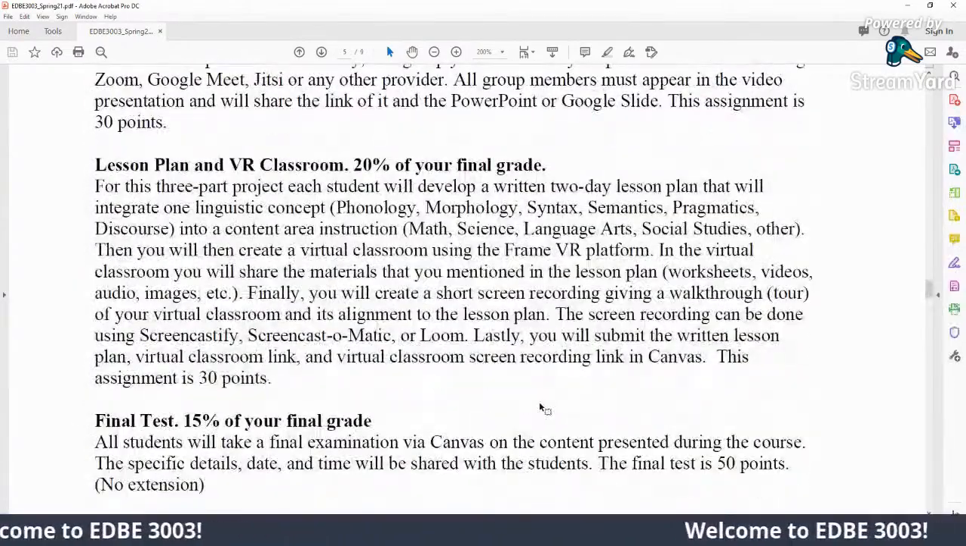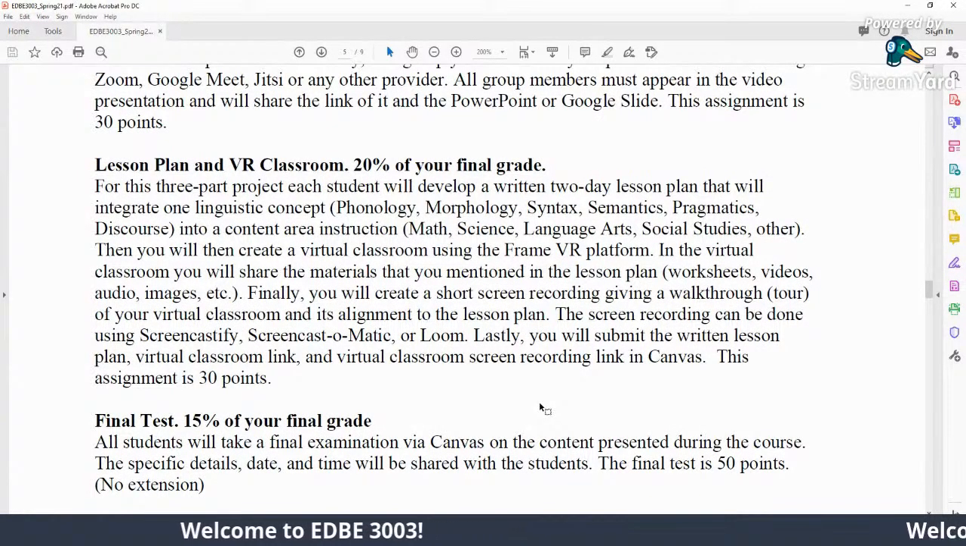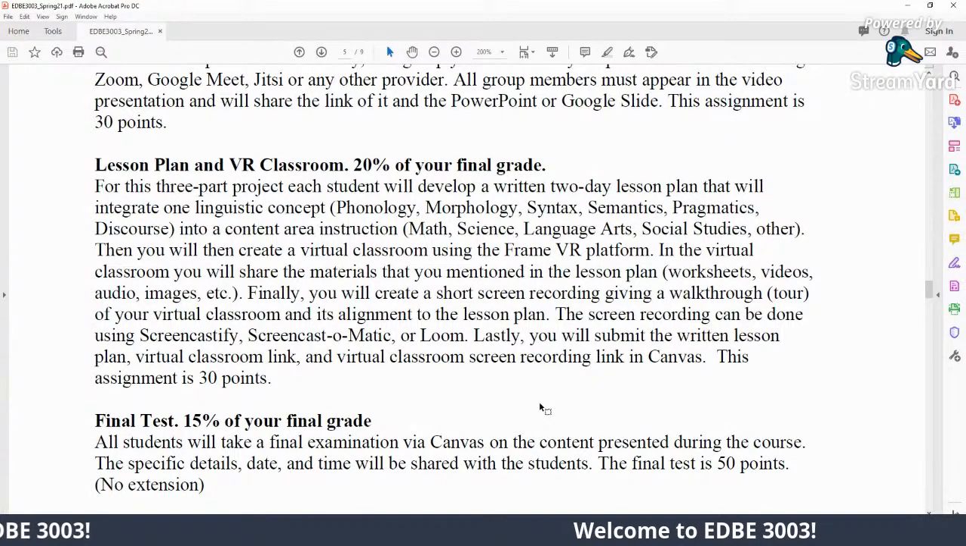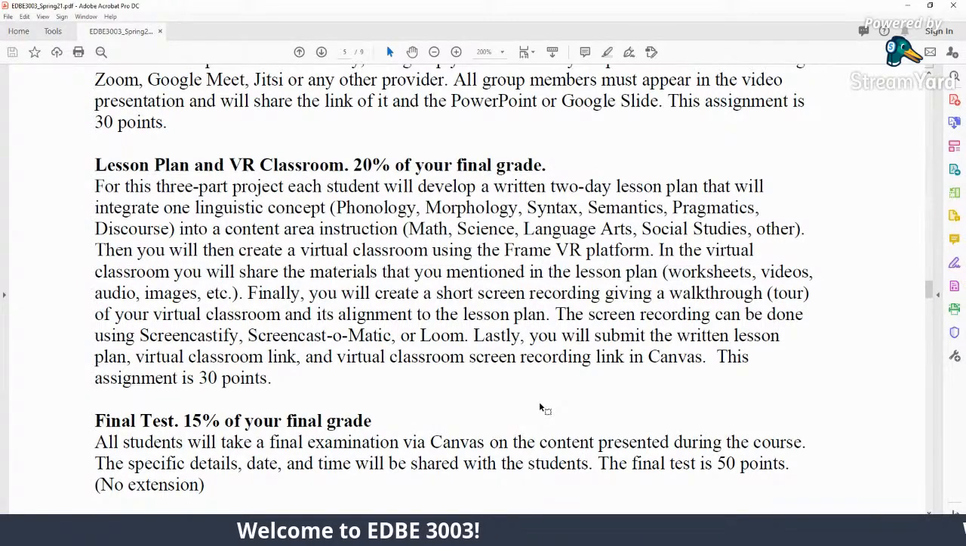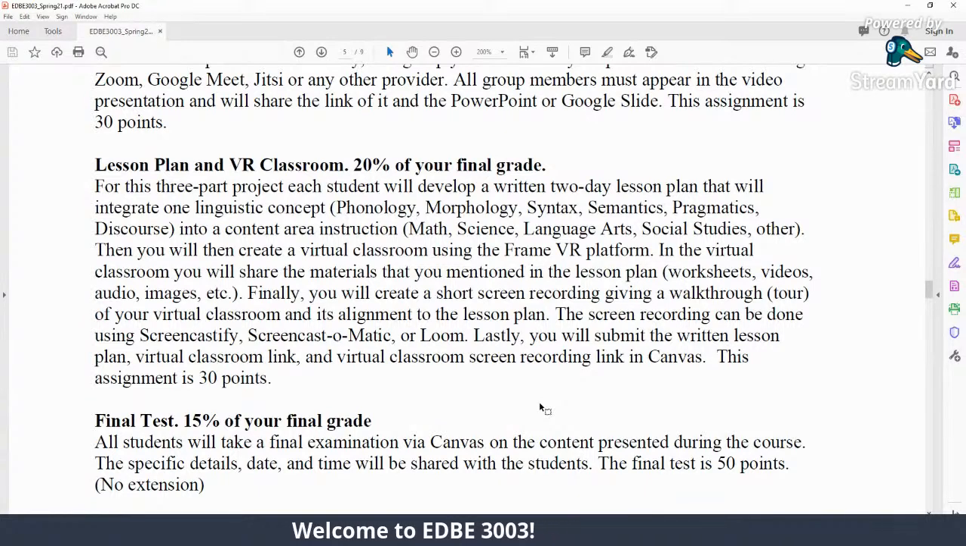Lesson plan and VR classroom, 20% of your final grade. For this 3-part project, each student will develop a written 2-day lesson plan that will integrate one linguistic concept: phonology, morphology, syntax, semantics, pragmatics, or discourse, into a content area instruction: math, science, language arts, social science, social studies. Then you will create a virtual classroom using the Frame VR platform.